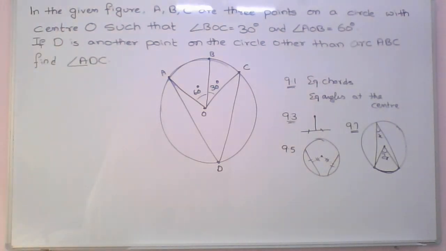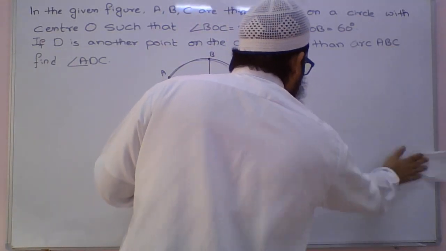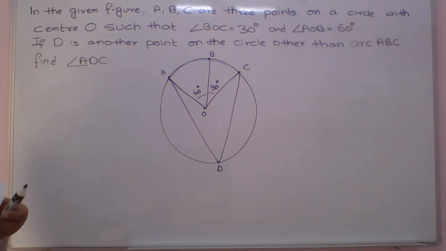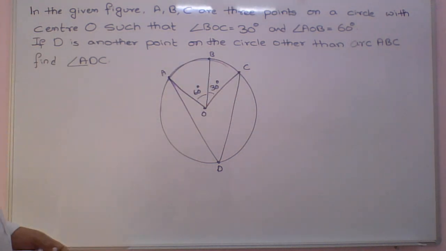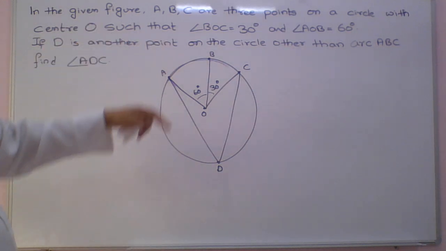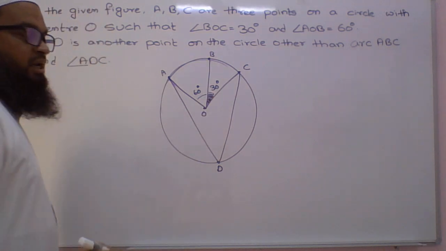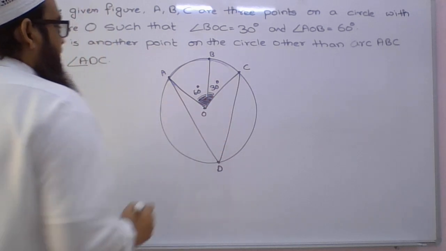So now let us see how to solve this problem. What is the problem given over here? Can you please read it? In the given figure, A, B, C are 3 points on a circle with center O, such that angle BOC is 30 degrees and angle AOB is 60 degrees.